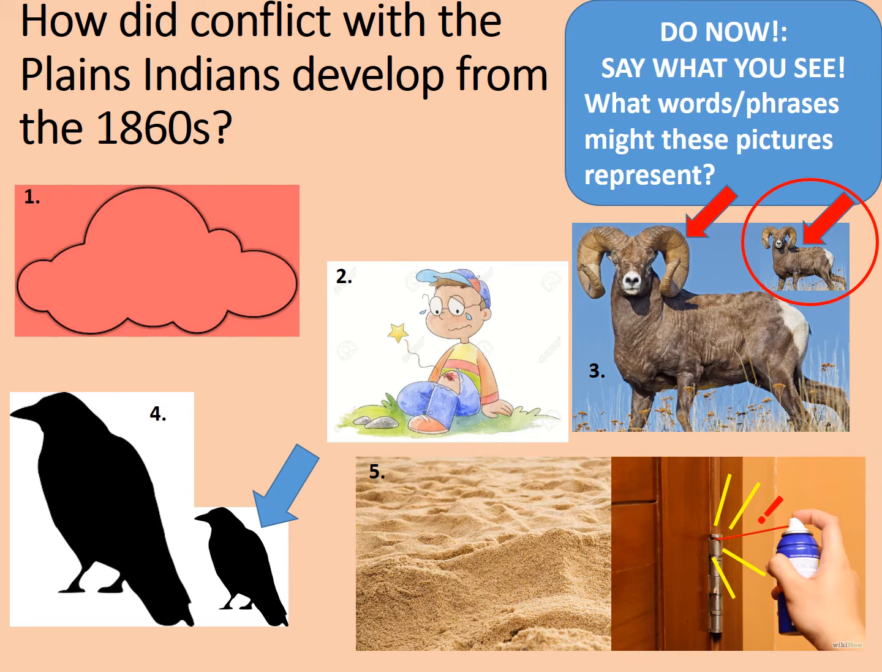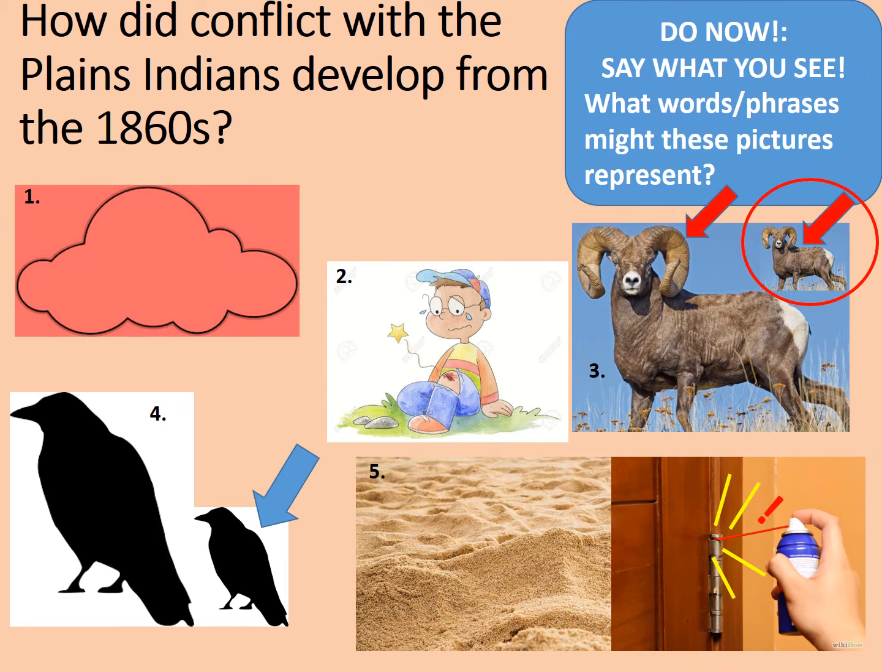What about number three? Well, it might help if you know that that's a bighorn sheep. So what would that be in the corner? That would be a Little Bighorn, like the Battle of the Little Bighorn in 1876. That's another event that will be in the lesson subsequent to this one.